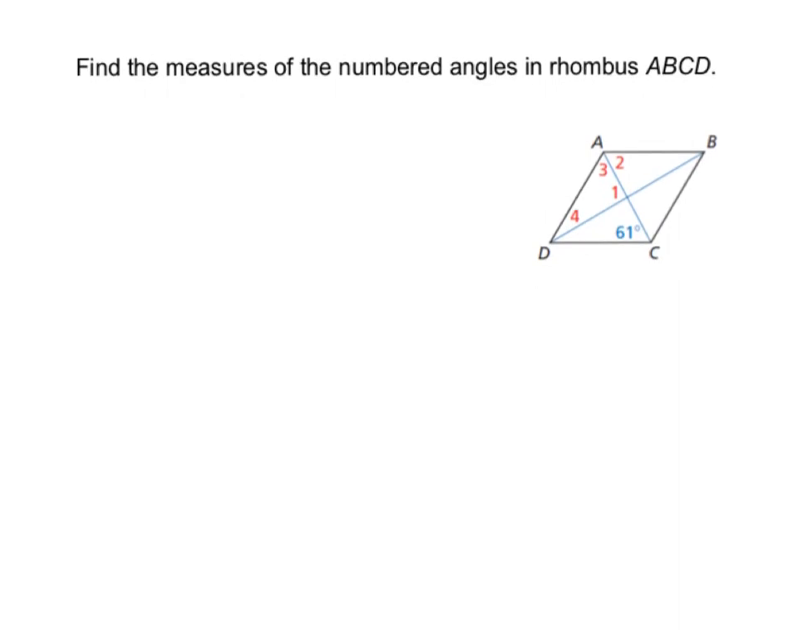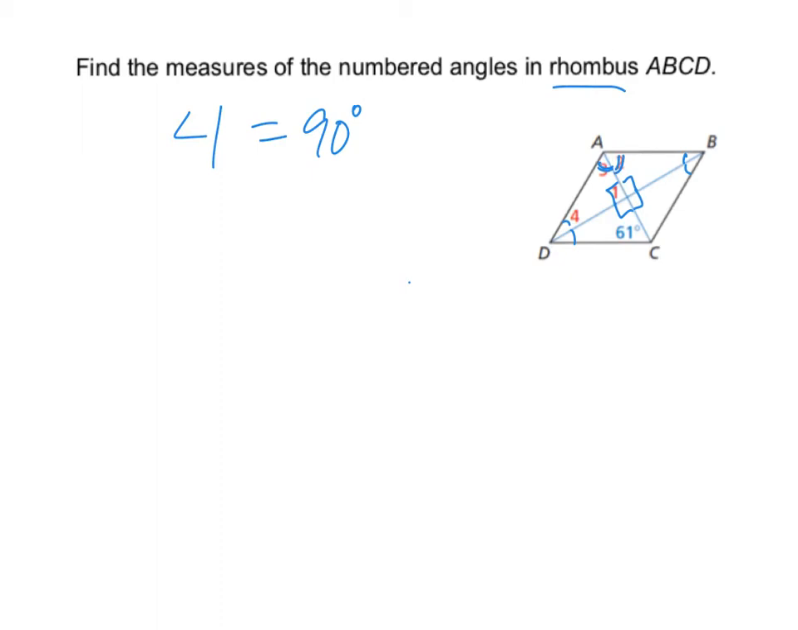Find the measure of the numbered angles in rhombus ABCD. Well, the first thing you should do is label what you know. So you know it's a rhombus. So you know that all these inside angles where the diagonals meet are 90. So right away you know that angle 1 is equal to 90 degrees. You also know that the diagonals are angle bisectors.